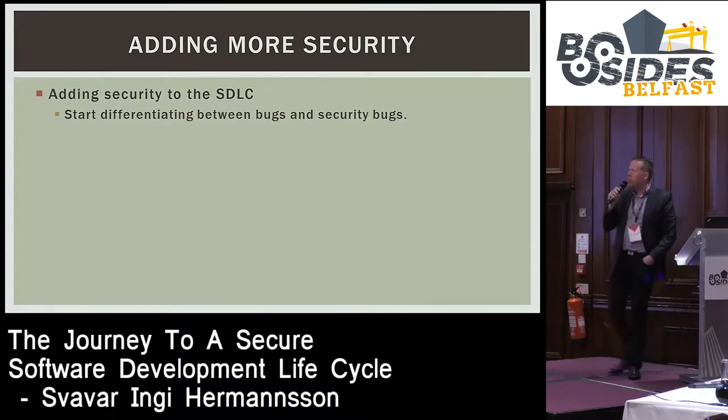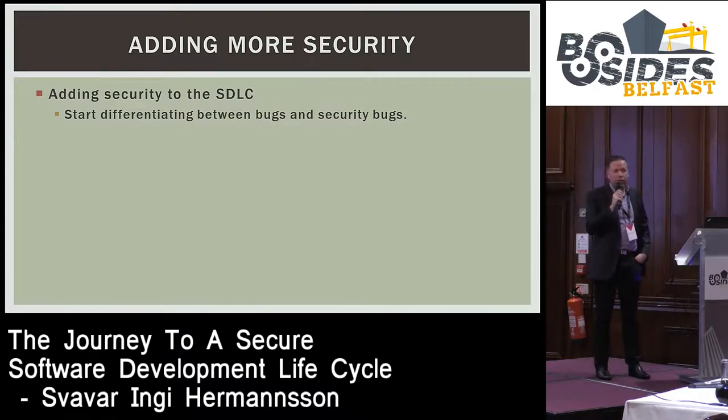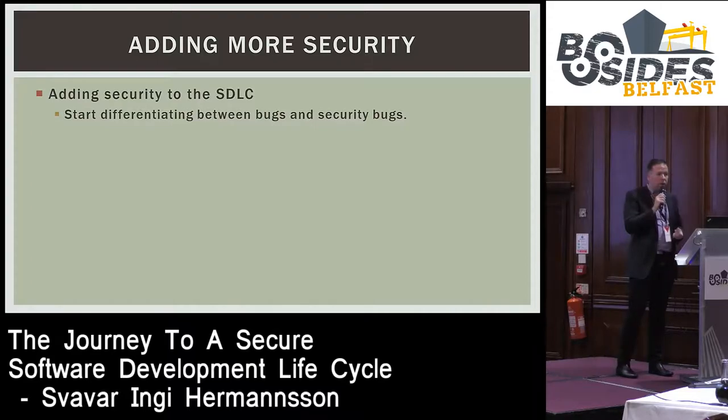start differentiating between bugs and security bugs. And we updated the document, like always, and we defined that if a critical security bug is reported, then the business owner and either a security architect or chief information security officer have to decide how to respond to that vulnerability within 24 hours. For other security bugs, a decision has to be made within 3 business days.